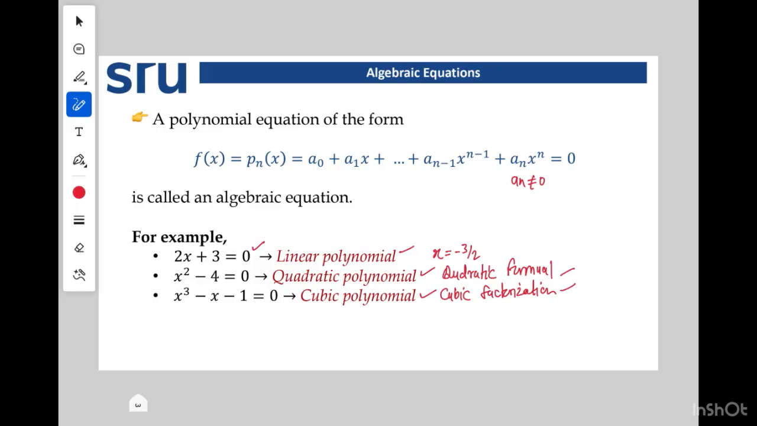But if the degree of the polynomial is greater than or equal to 4, then we do not have any exact formula to find the roots. In that case we will use numerical methods.